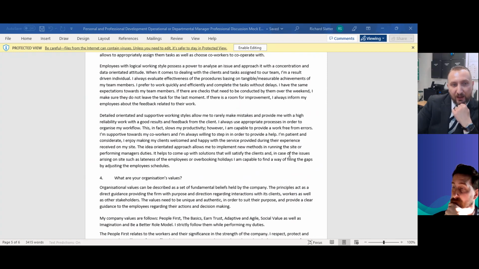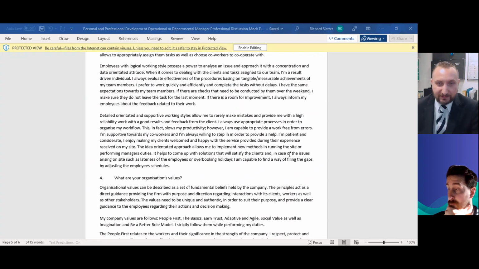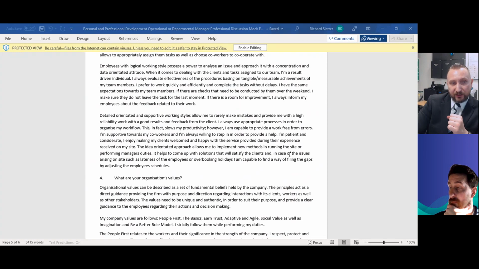The idea-oriented approach allows me to implement new methods in running the site or performing manager's duties. It helps to come up with solutions that will satisfy the clients, and in case of issues arising on site, such as lateness of the employees or overbooking of holidays, I am capable of finding a way of filling the gaps by adjusting the employee schedules.